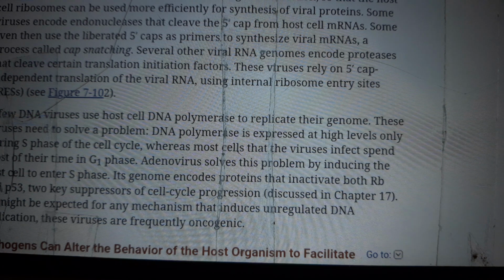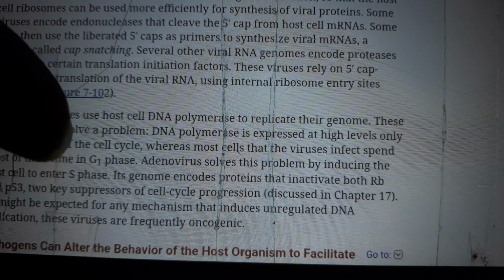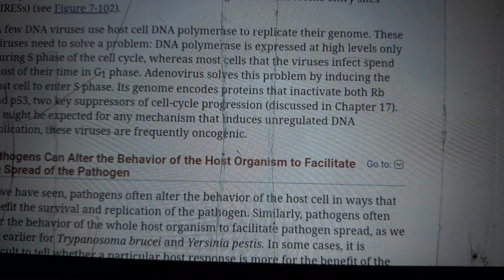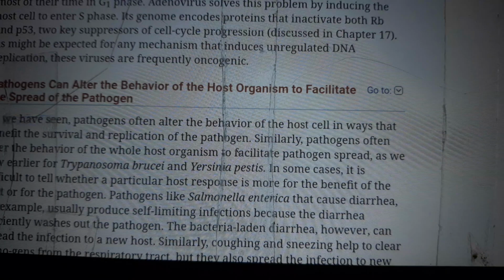Some viruses encode endonucleases that cleave the 5' cap from the host cell mRNAs. Some even then use the liberated 5' caps as primers to synthesize viral mRNAs, a process called cap snatching. Several other viral RNA genomes encode proteases that cleave certain translation initiation factors. These viruses rely on 5' cap independent translation of the viral RNA using internal ribosome entry sites, IRESs.